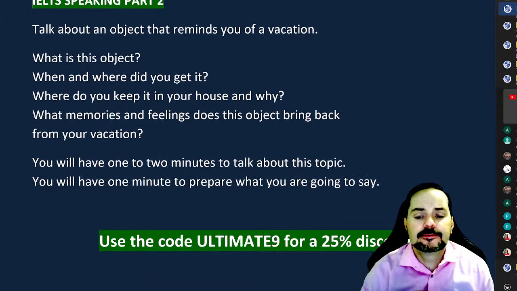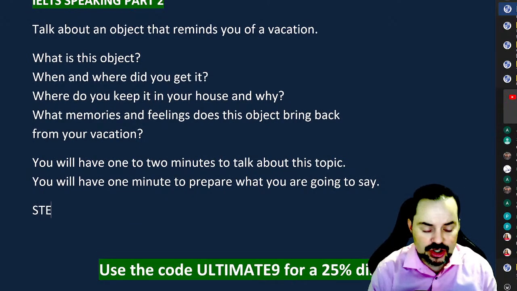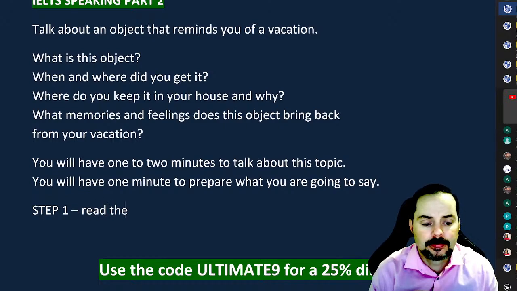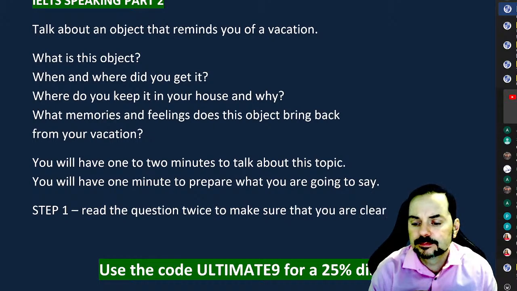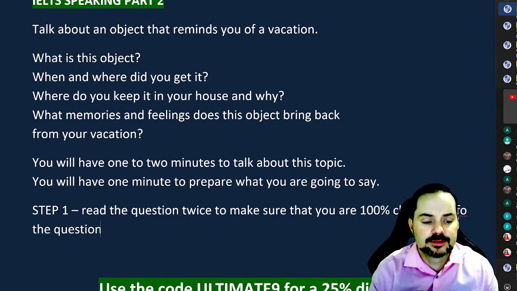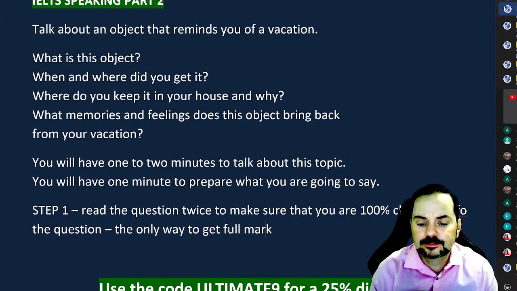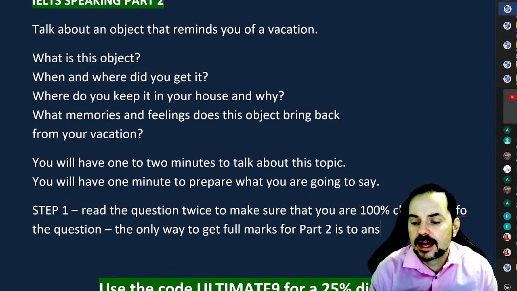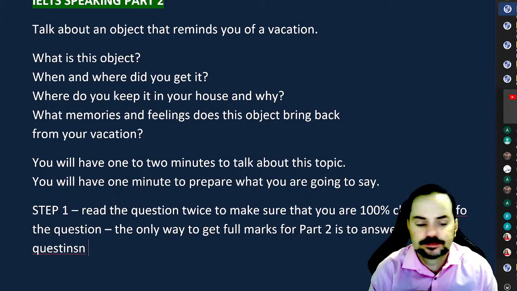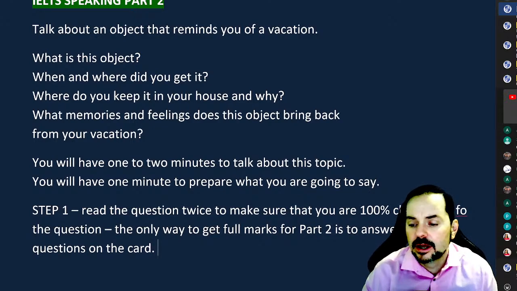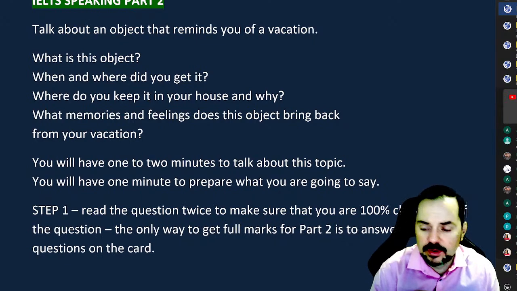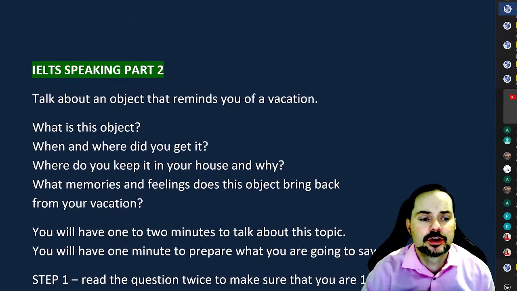So the first step that you're going to take is you're going to read the question twice, okay? It's to make sure that you're 100% clear on all of the questions. The only way to get full marks for part two is to answer all the questions on the card. If you don't, then you cannot get full marks. So you have to answer all of the questions. So you really have to pay attention to the questions on the card, okay?